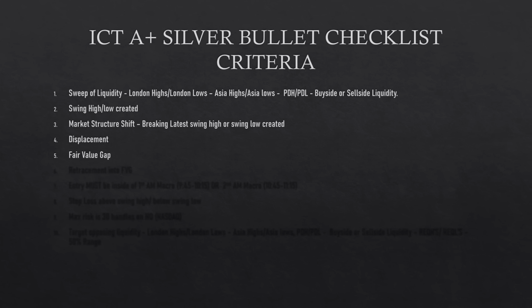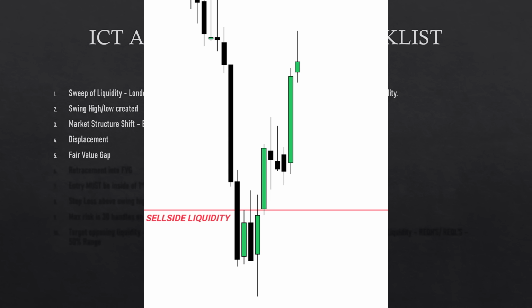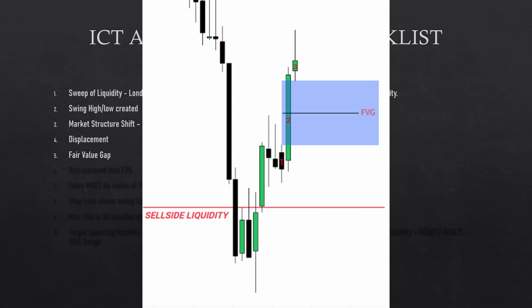Coming into checkpoint number 5 is a fair value gap. Usually a fair value gap is created when a displacement and a market structure shift occurs, where if we're talking in a bullish example, let's say we swept sell side liquidity and we had that swing high, we broke market structure with that displacement. A fair value gap is essentially a 3 candle pattern where the first candle's top wick and the third candle's bottom wick are not overlapping and there's an inefficiency in between. That is essentially just called a fair value gap.